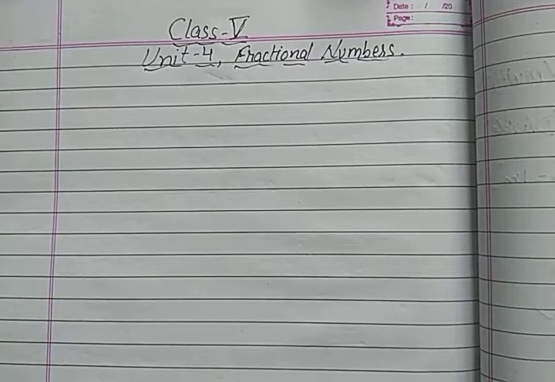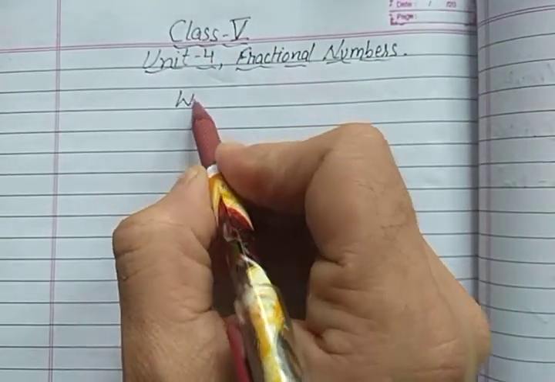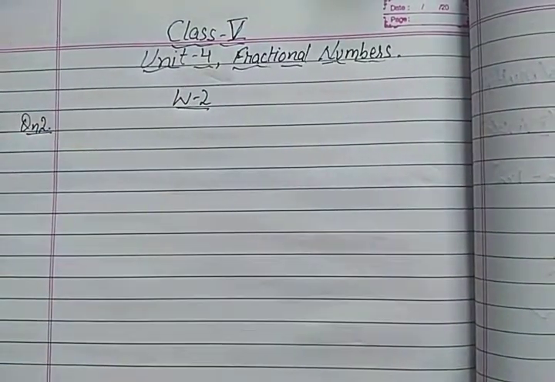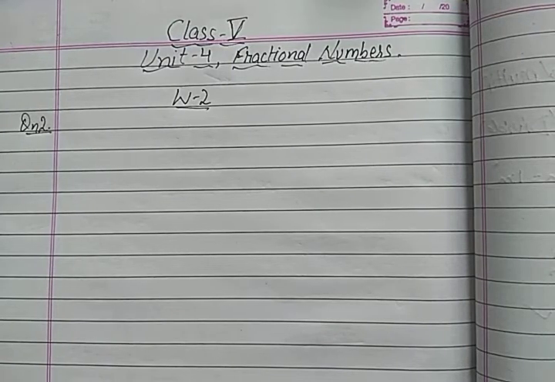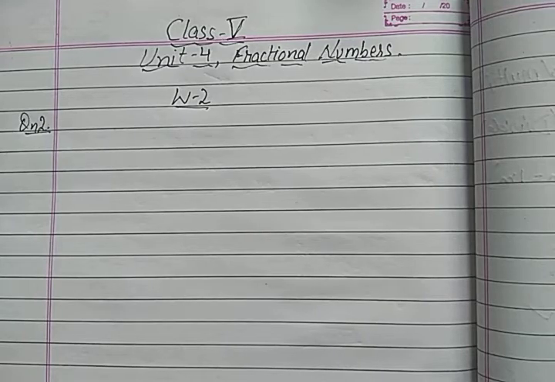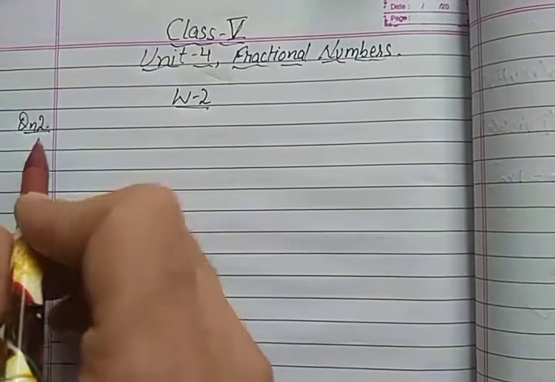Hello students, we have learned the two methods of comparing fractional numbers, that is, comparing by the cross multiplication method and by taking the LCM. So we are doing worksheet number 2, question number 2, in which we have to compare the fractions by taking the LCM. That is the second method. And we have done the three parts, that is A, B and C. Let us do the next parts of this question.